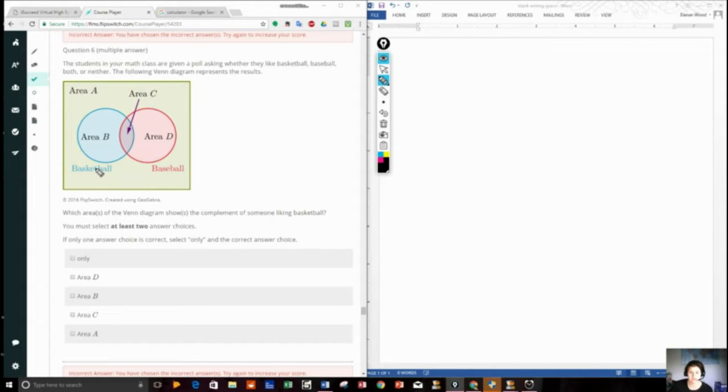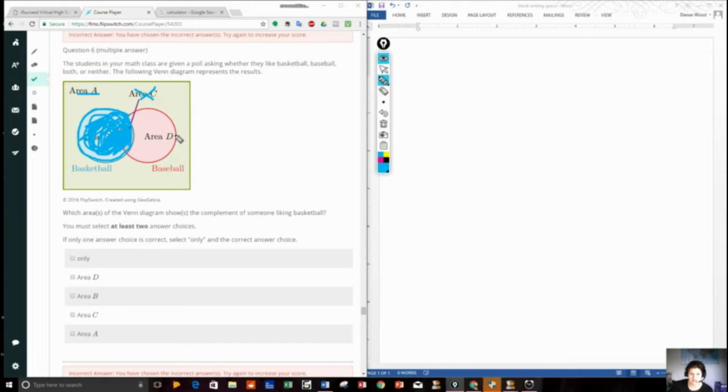Okay, well, basketball is in blue, so that's represented by area B. So anything that's not in area B is the complement of someone liking basketball. That's everything outside. So we have area A. Area C is included in our area of basketball, so area C is not a complement.